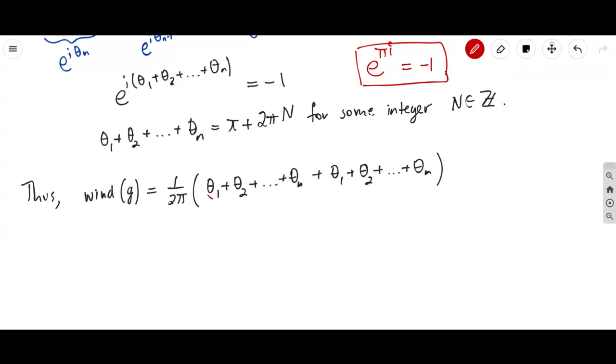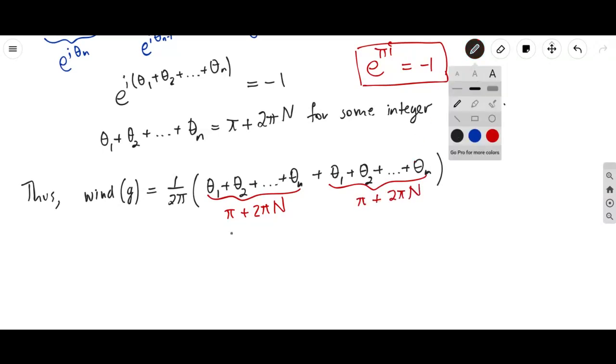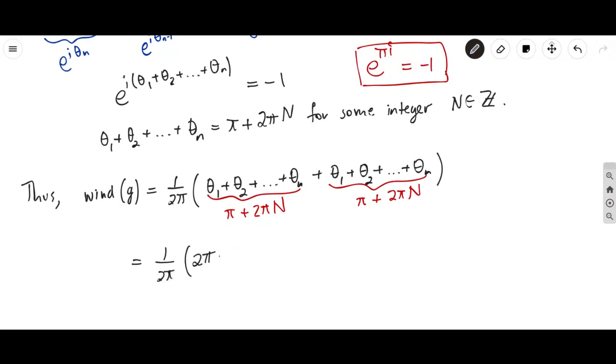And now we get to say what these are. This is pi plus 2 pi n, and this is pi plus 2 pi n. So this is 1 over 2 pi, and pi plus pi, we get 2 pi, plus 2 pi, so we get 4 pi n. And when we divide everything by 2 pi, we get 1 plus 2n. And this is the definition of an odd integer. So that completes the proof of this lemma.